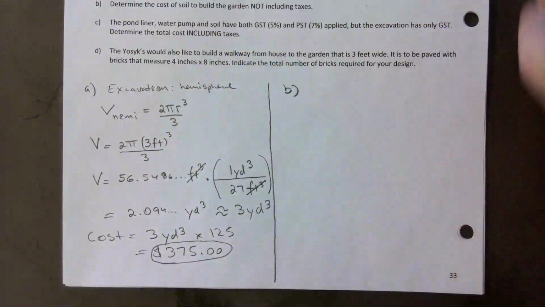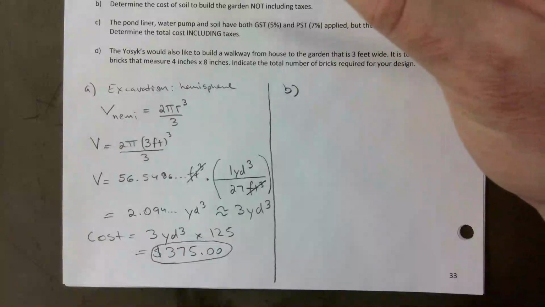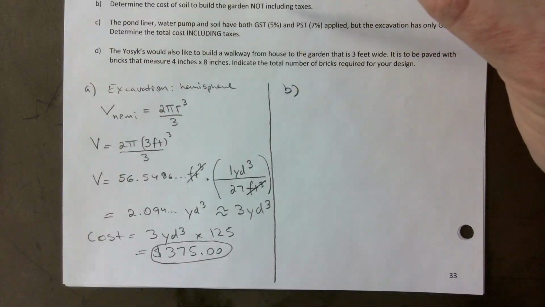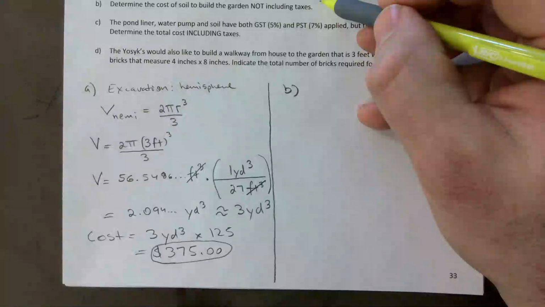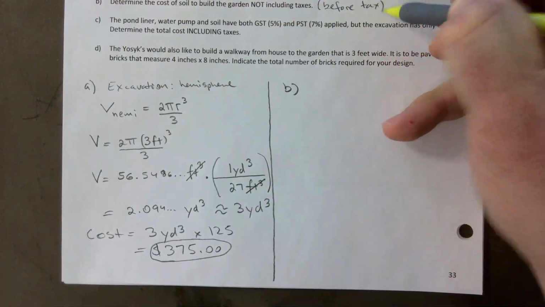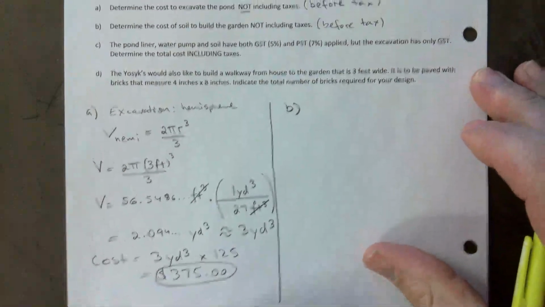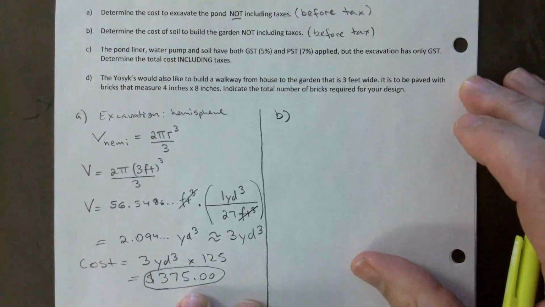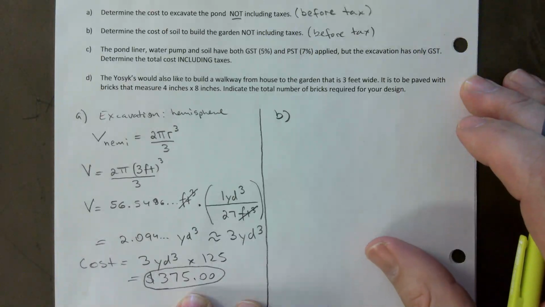B, determine the cost of soil to build the garden, not including taxes. So again, it's saying before tax. That's all it's saying there. Okay, so how are we going to do that? The cost of soil.